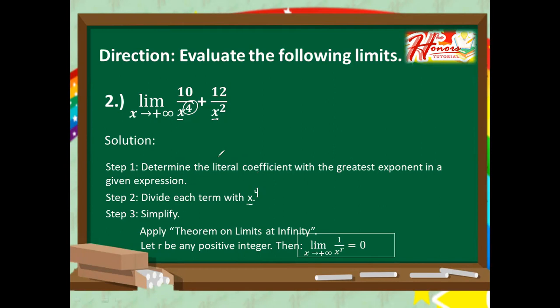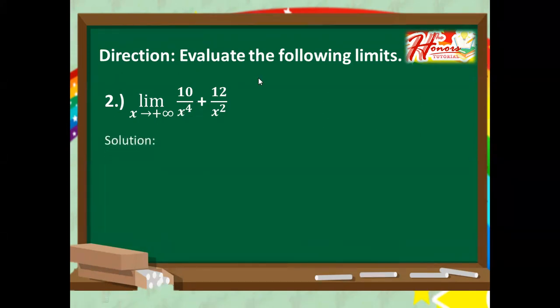Step 3, simplify. We have to apply the theorem on limits at infinity again, the same theorem that we have applied before. Let r be any positive integer, then the limit of 1 over x raised to r is equal to 0 as x approaches positive infinity. Let's solve number 2 using these steps. Solution.